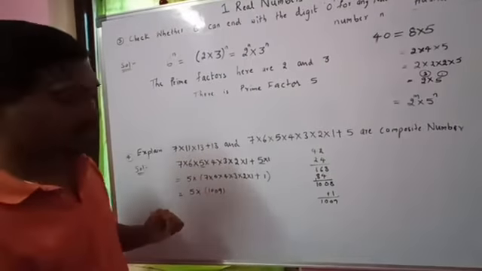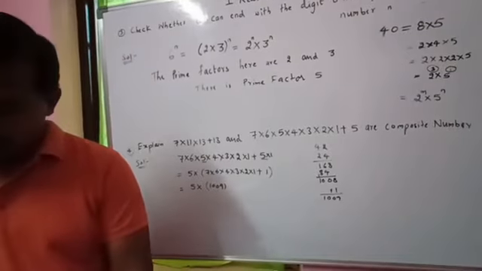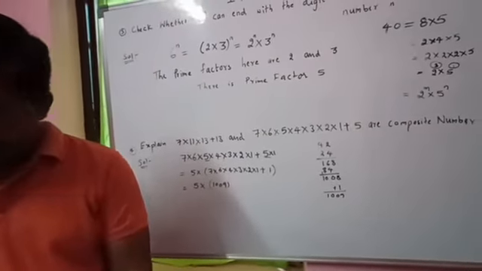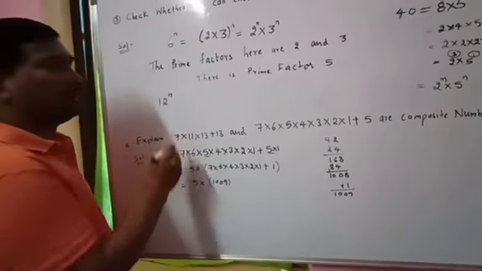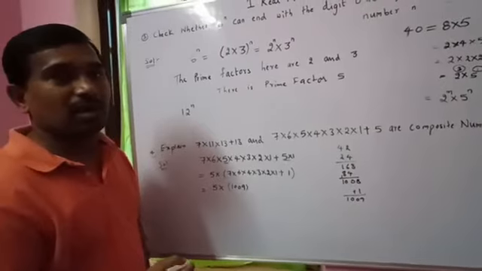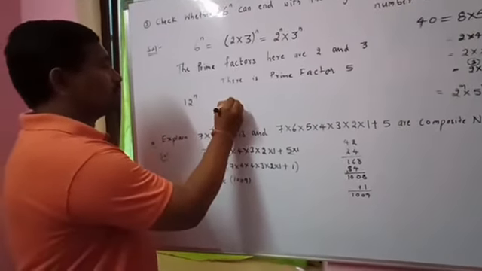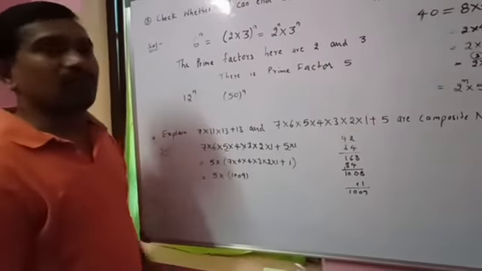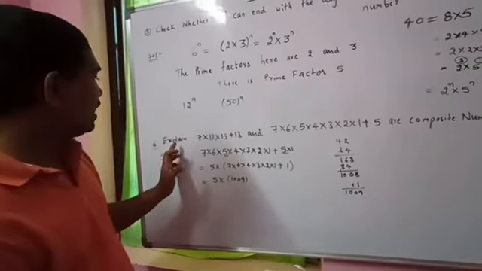Okay, you can check another problem. You verify it by taking any problem. Take 12 power n. Check whether 12 power n ends with 0 or not. Or 50 power n. Check this type of problems. Okay, are you getting? Now let us see another problem.